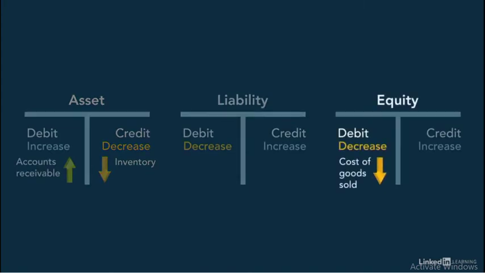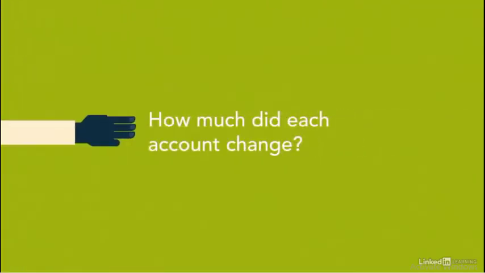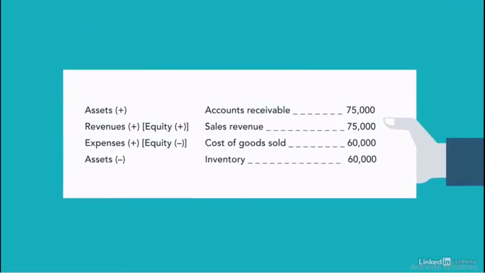Now our 3rd account, cost of goods sold, that's increased. That's an expense causing owner's equity to go down. Since owner's equity decreases with a debit, cost of goods sold must be debited. Our 4th account, sales revenue, well, sales revenue increased. Remember, revenue causes owner's equity to go up. Since owner's equity increases with a credit, sales revenue has to be credited. All right, question 3. By how much did each account change? The answer to question 3, combined with 1 and 2, results in the following journal entry.